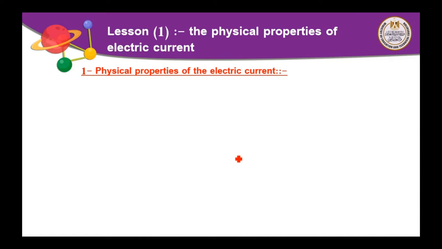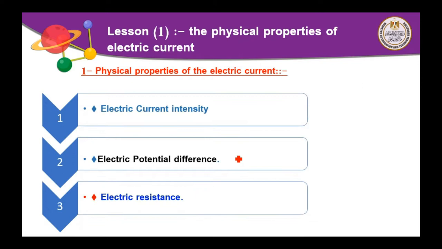Physical properties can be classified into number 1, electric current intensity, number 2, electric potential difference, number 3, electric resistance. In this part of the lesson, we talk about the first physical property of electric current, that is called electric current intensity. Let's start.